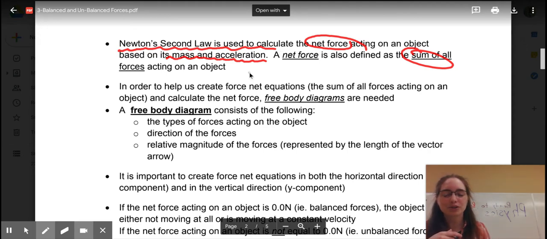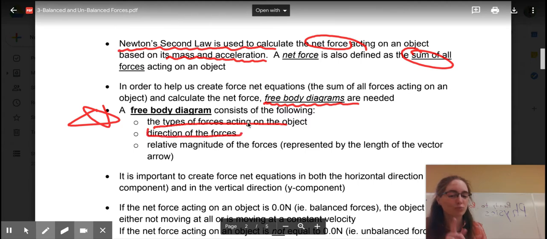So the first thing we're going to be doing, and yes, you have to draw these for your assignments, is creating free body diagrams. A free body diagram is essentially a diagram that you can use to label all of the forces acting on an object. So, for example, please put a star here. You are going to need the types of forces acting on the object. You're going to need their relative directions.